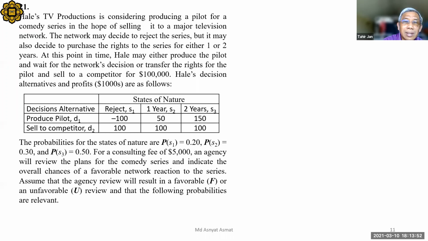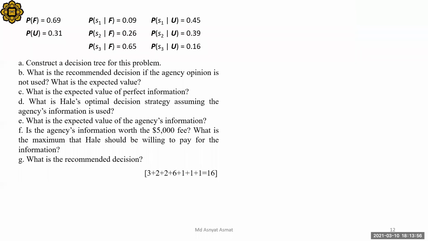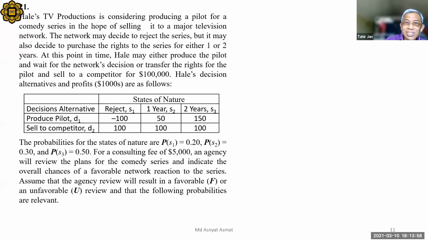Okay, can we draw a decision tree quickly? Here, we have 2 decision alternatives, 1, 2. And then each of these is exposed to how many states of nature? We have a chance node, we call it the circle. We have 3 states of nature.